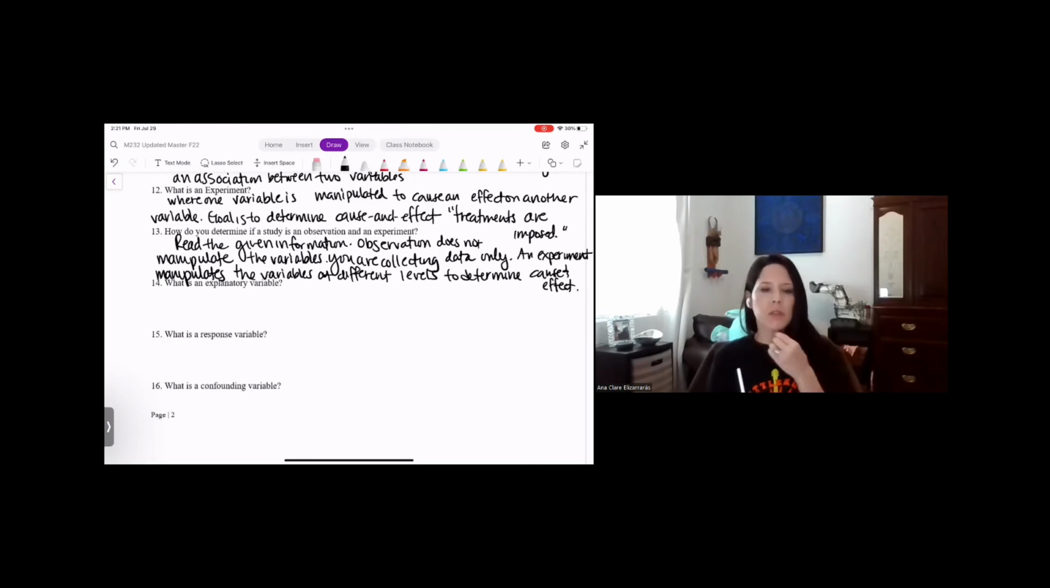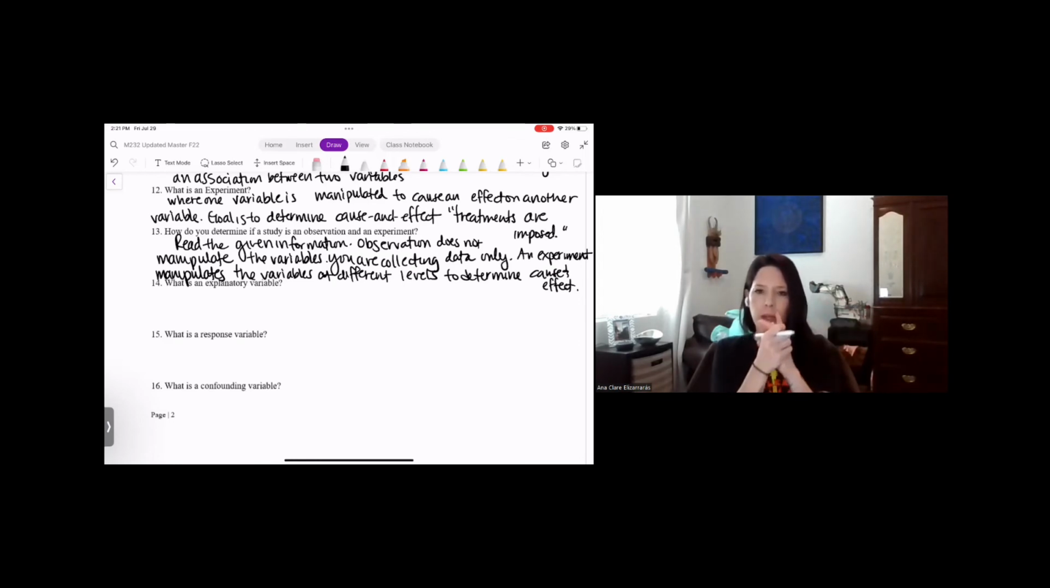I mentioned these words earlier, but what's an explanatory variable? What's a response variable? The explanatory variable is the thing that you change that you think is going to explain the cause and effect. If I think that smoking causes cancer, then I'm going to manipulate somebody smoking or not. I'm going to give some people cigarettes and some people not cigarettes, and then I'm going to determine whether that gave people cancer or not.